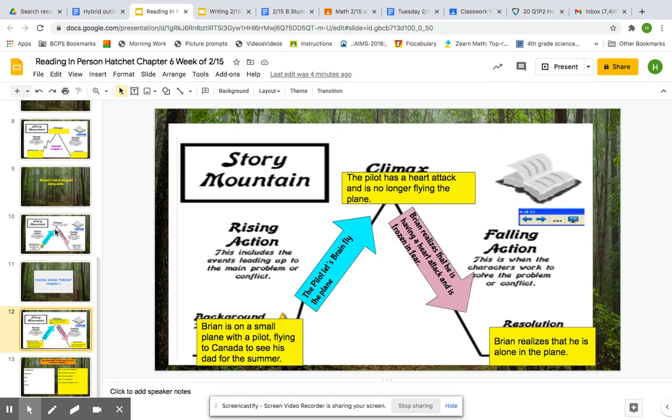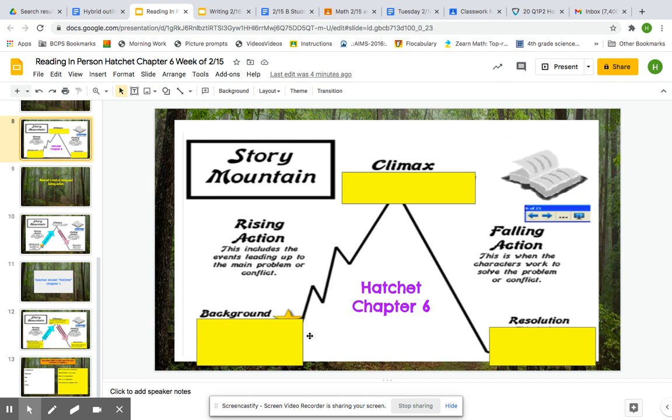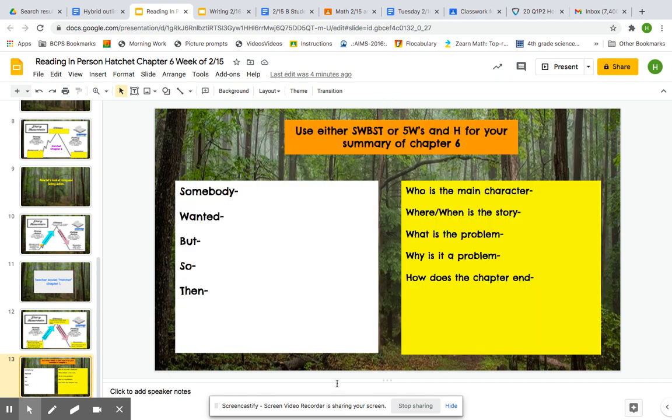After you are finished filling in your background and climax information, you are going to write a summary. You can choose which summary you would like to write for chapter 6: Somebody Wanted But So Then, or What is this? Make sure that it's just for chapter 6 today. If you have questions or need help, please hop on Zoom.